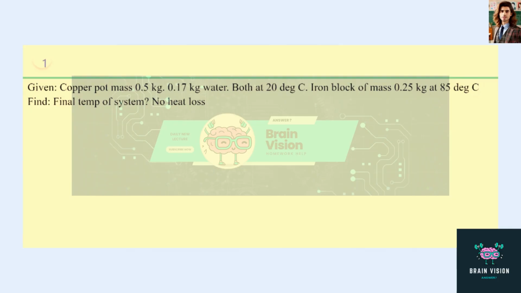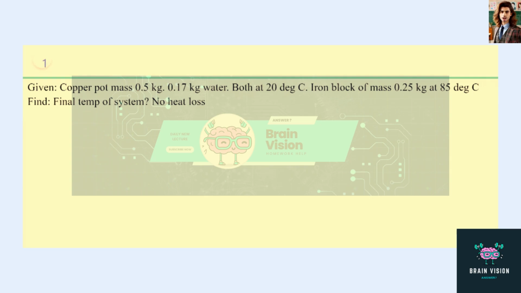Hey everyone, this is question number 44 from chapter 14. In this problem, we're given a copper pot of mass 0.5 kilograms. It contains 0.17 kilograms of water. Both of them are at 20 degrees Celsius. And then an iron block of mass 0.25 kilograms is dropped into the pot, and it is at 85 degrees Celsius. Those are all of our givens, and we're asked to find the final temperature of the system, and we're told there's no heat loss.